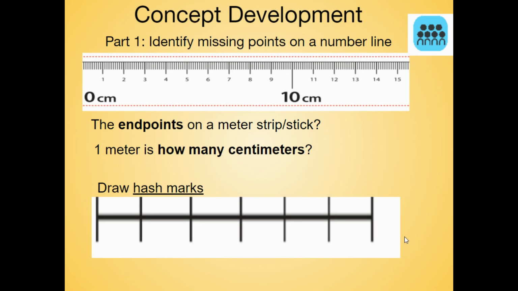All right, so now get on into the lesson. Part 1. Identify missing points on a number line. So we have the endpoints on a meter stick. The endpoints on a meter stick, you have 0 because that's where we start. And then you have the different hash marks counting by 1.